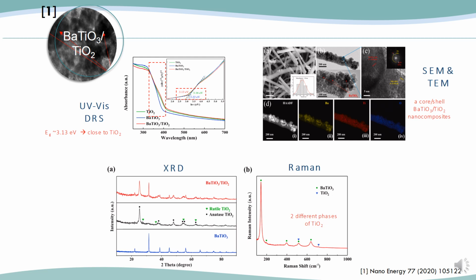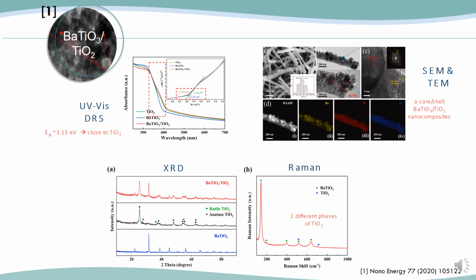And these figures are from paper 1. Paper 1 combined a metal oxide like barium titanate with titanium dioxide to improve the photocatalytic performance and to achieve excellent piezo-photocatalytic efficiency. From the XRD, you can see titanium dioxide has two different phases.